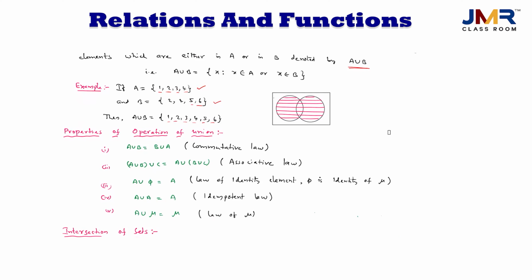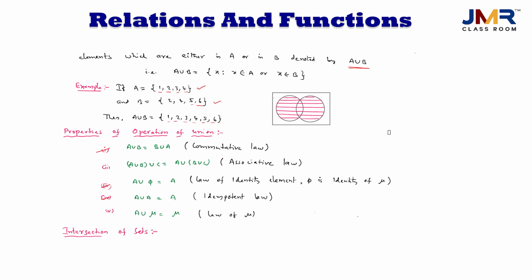Properties of the operation of union. A, B are any two sets, then A union B is the same as B union A. It is called the commutative law. And (A union B) union C equals A union (B union C), the associative law. And A union phi equals A, because phi contains no element, so the total elements are the elements of set A only. And A union A equals A, because it is the union between the sets A and A.